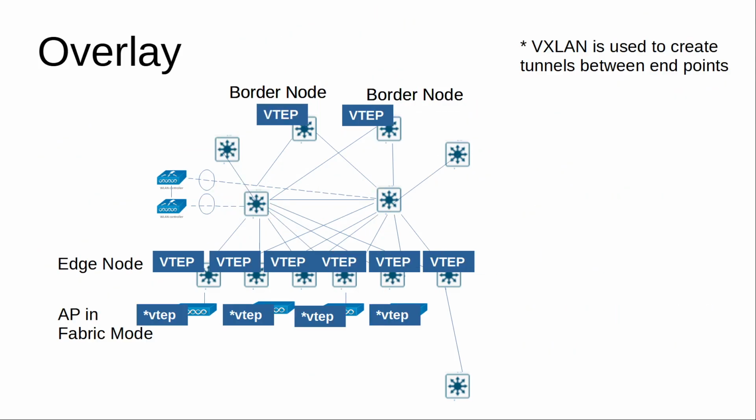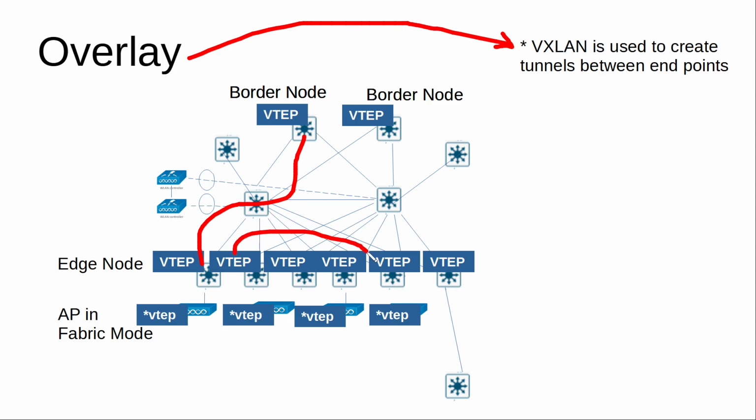Let's talk about VXLAN now. Remember that another protocol that we use in the overlay is VXLAN, and this is a protocol that helps us create tunnels on the fly, be it between border nodes and edge nodes, or between edge nodes and edge nodes, or between access points and the edge node where they are connected.